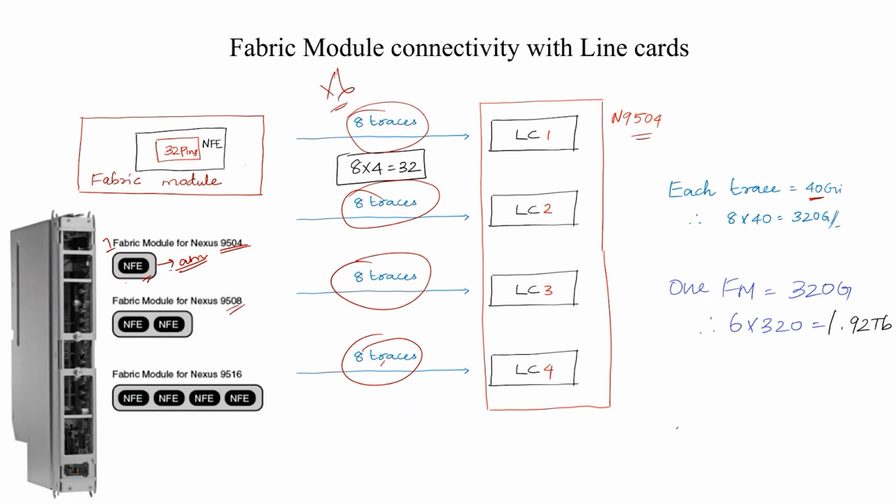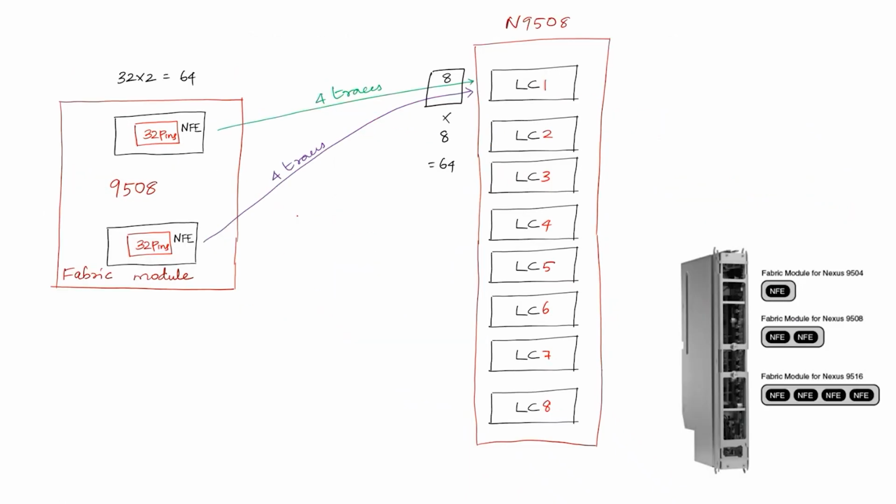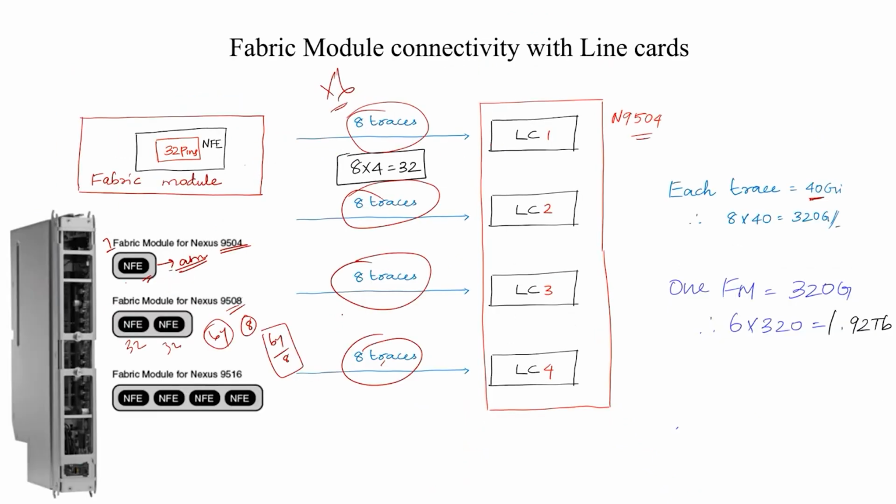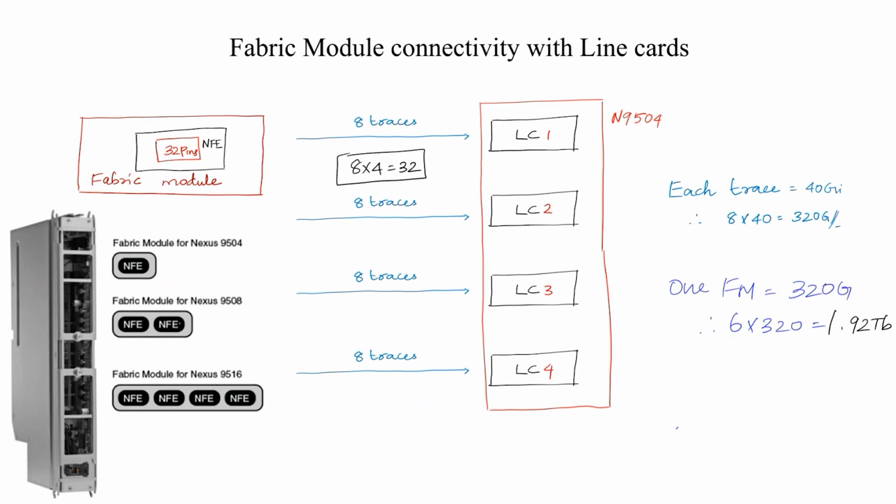Look at the 9508. The number of pins is now increased. This is 32. This is 32. Totally 64 pins. What is the number of line cards? 8 line cards. What is 64 by 8? Again, 8. 8 8s are 64. Let me check the next picture. The 8 8s are 64, guys, okay? So therefore, what happens? Each line card gets 8 traces again, but 4 pins from this NFE and 4 pins from this NFE. I'll show you that pic.